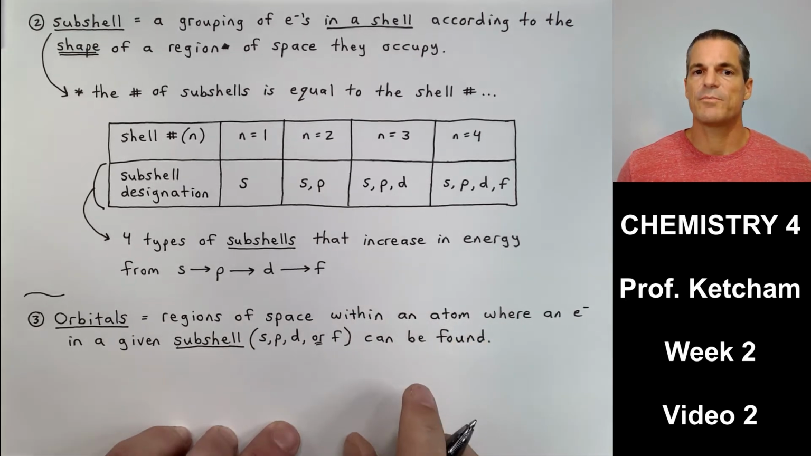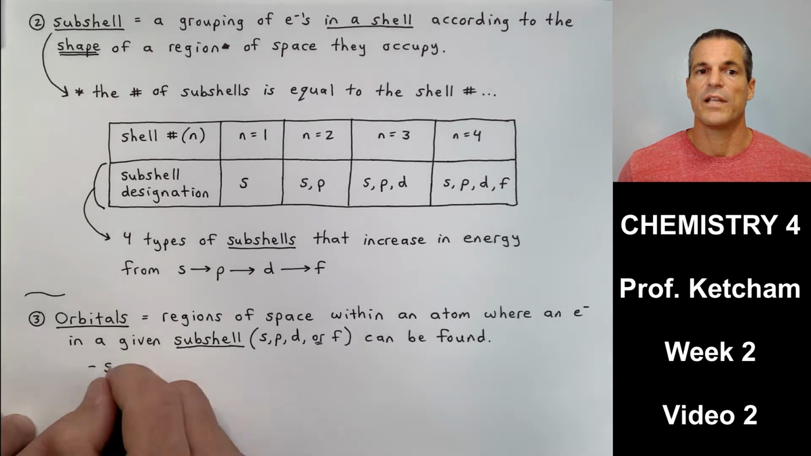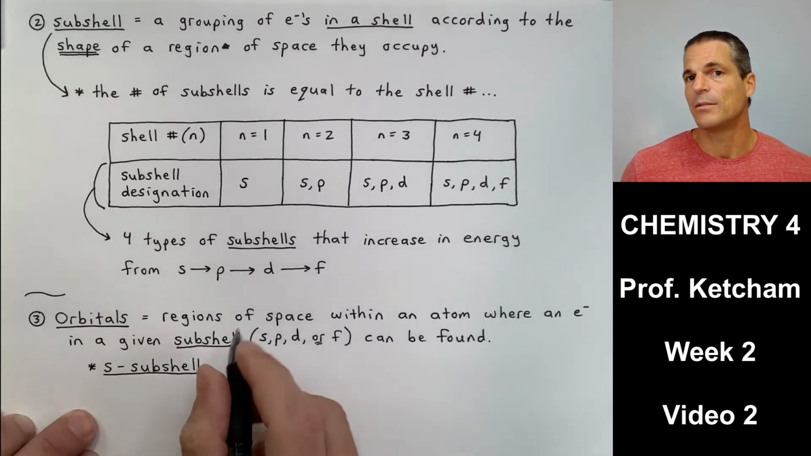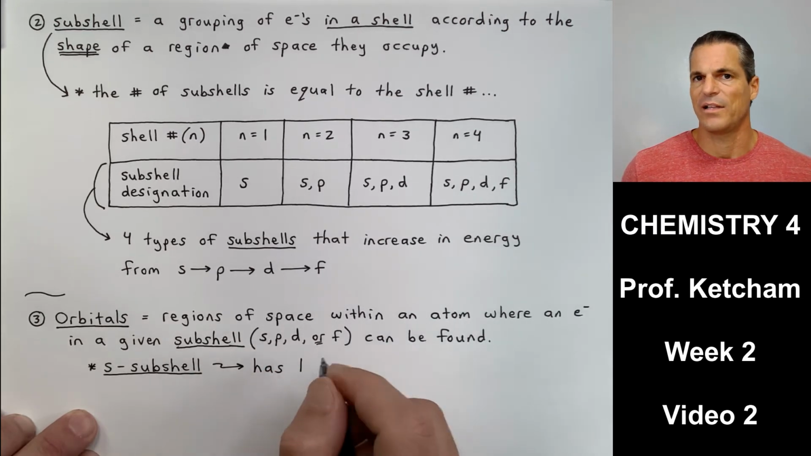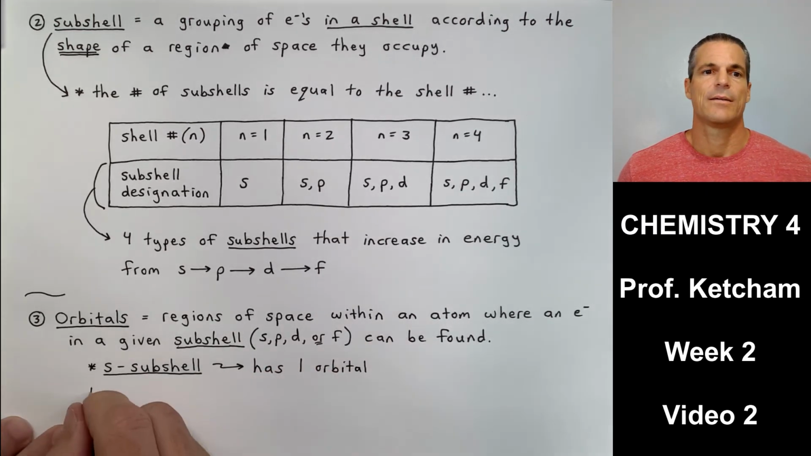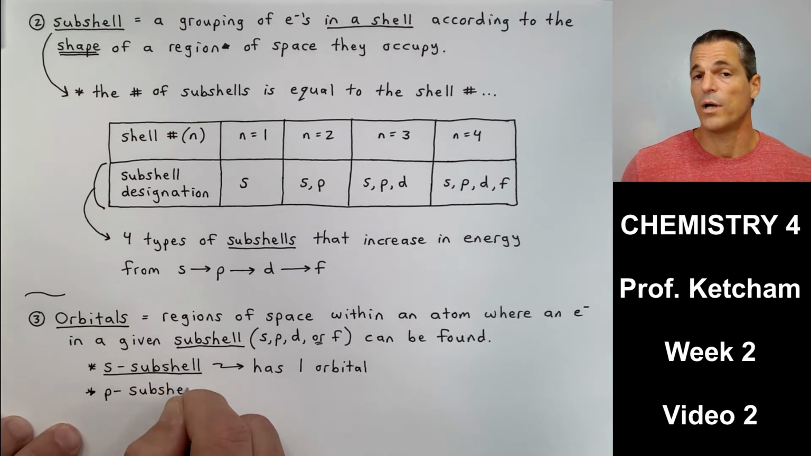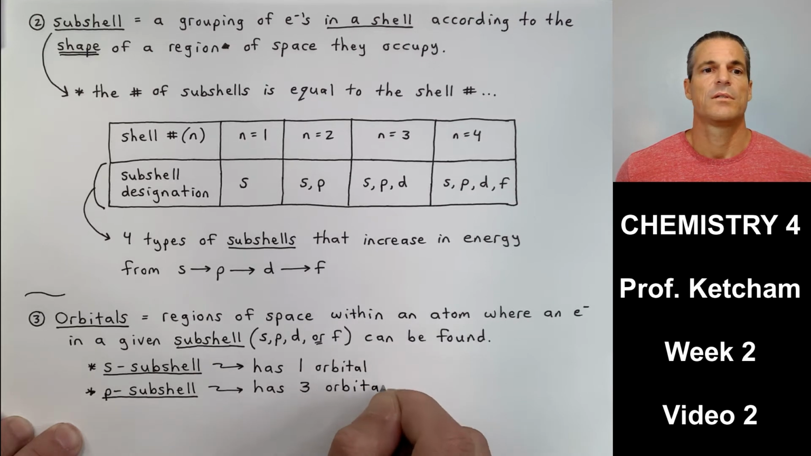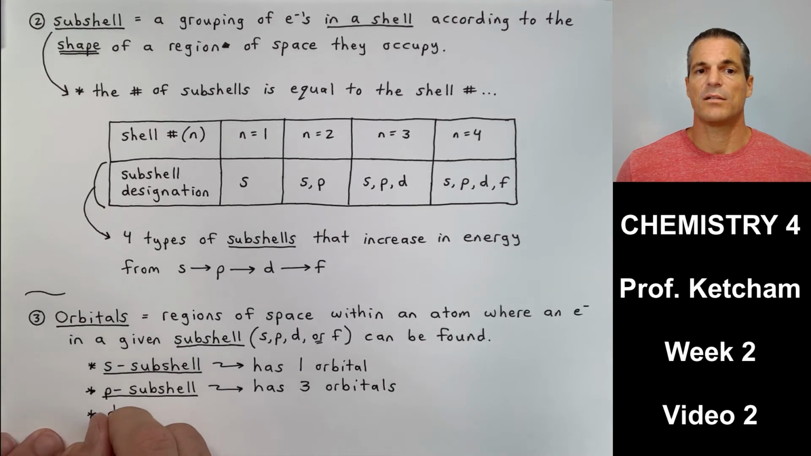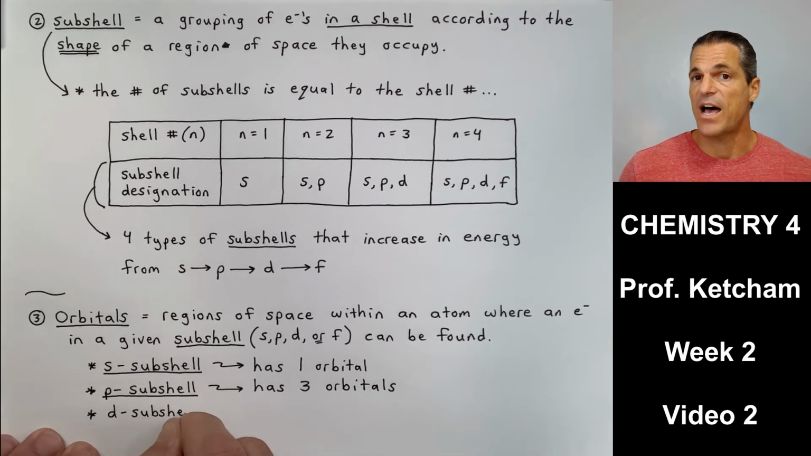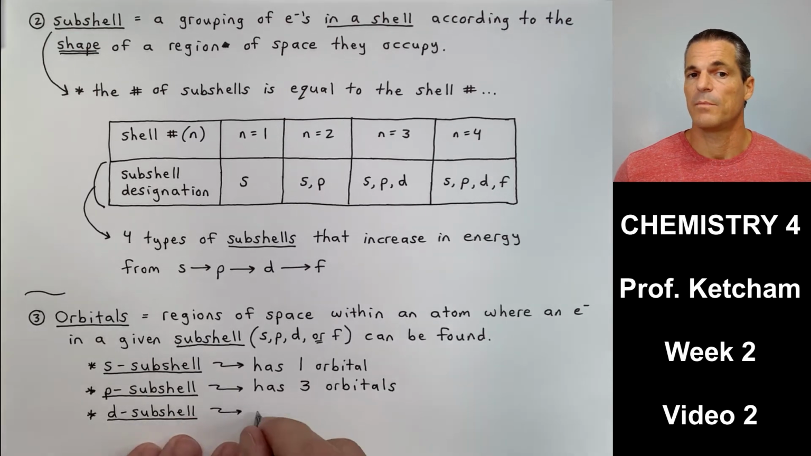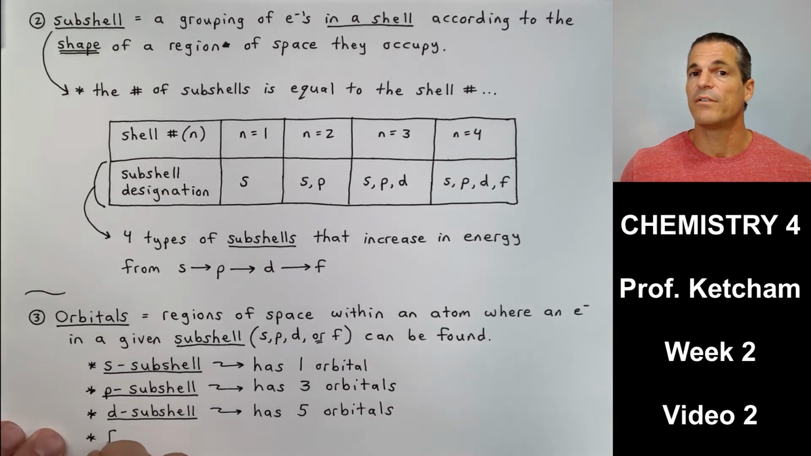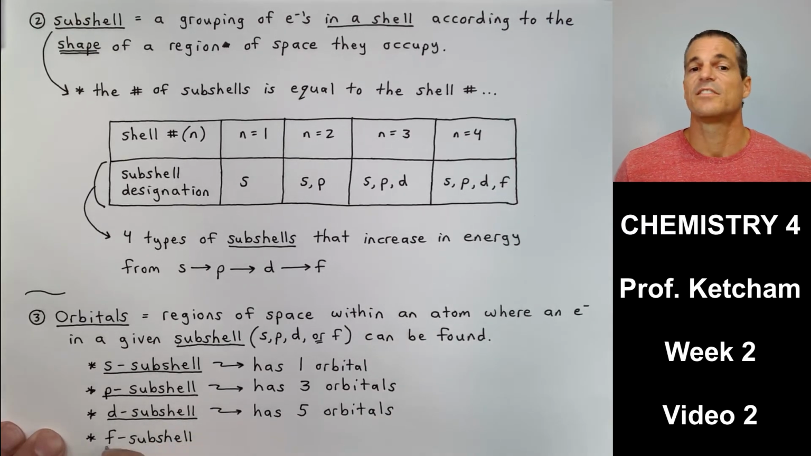These are regions of space within an atom where an electron in a given subshell, S, P, D, or F, is likely to be found. You can never really identify where the electron is, but you can have an idea. The S subshell has 1 orbital. The P subshell has 3 orbitals. The D subshell has 5 orbitals. Just think odd numbers here, right? 1, 3, 5. What's the F subshell? 1, 3, 5, 7 orbitals. So there are 7 F orbitals.